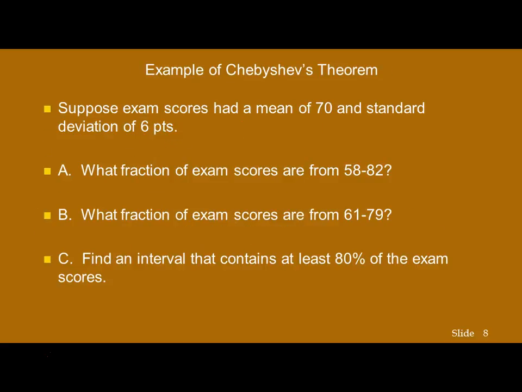Let's do an example or a problem with Chebyshev's theorem. Let's go back to exam scores. Let's say the mean is 70, and this time I'm going to change the standard deviation to be 6 points. First, what fraction of these exam scores are between 58 and 82? What fraction are between 61 and 79? And lastly, find an interval that contains at least 80% of the exam scores. You can probably see that part C is going to be a little bit different than the first two. But let's start with the first one, 58 to 82.